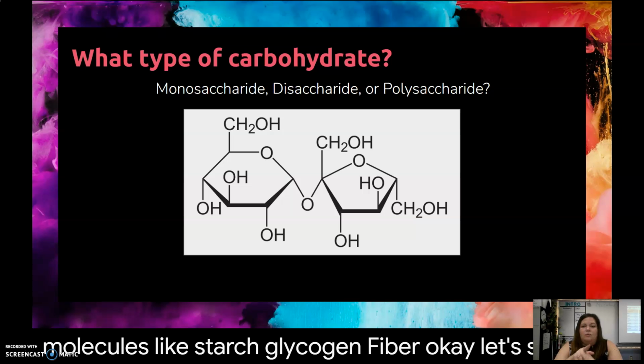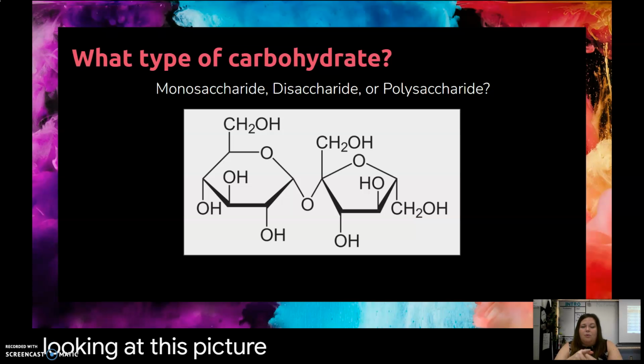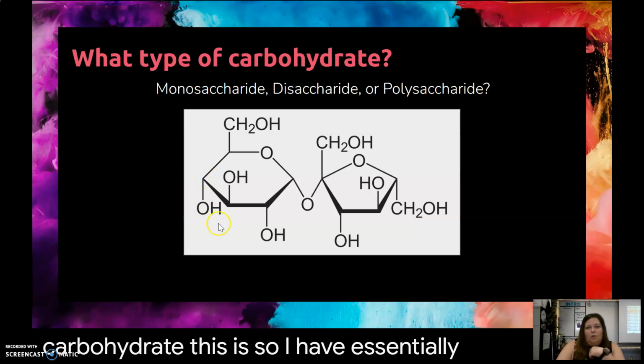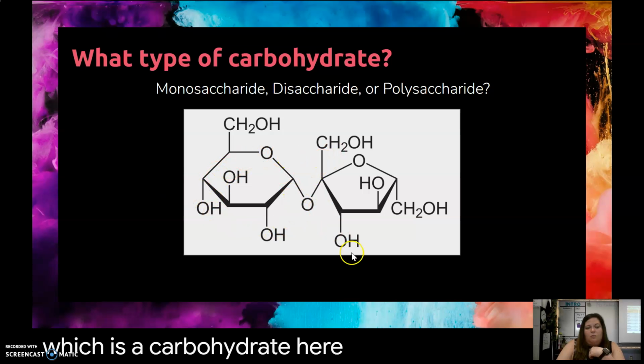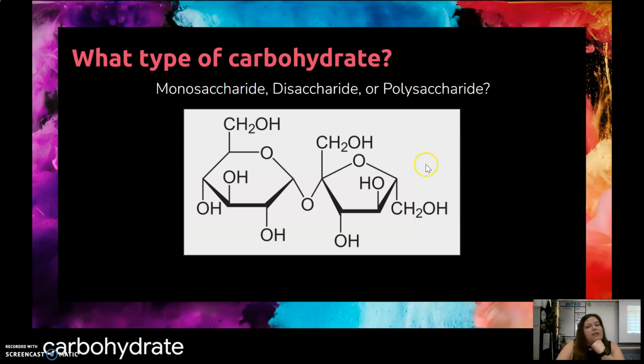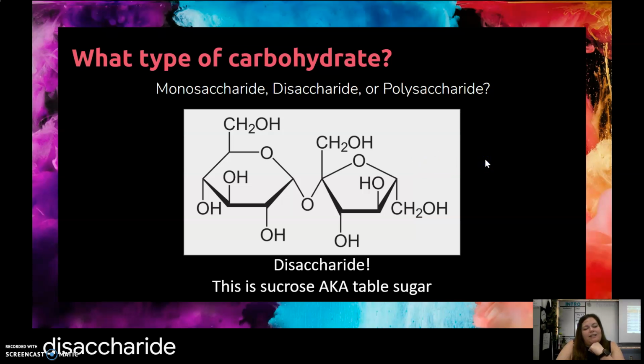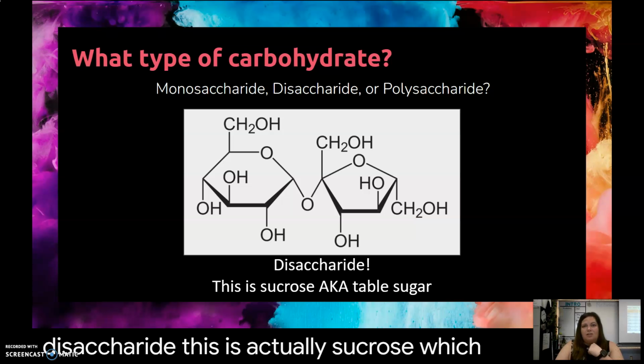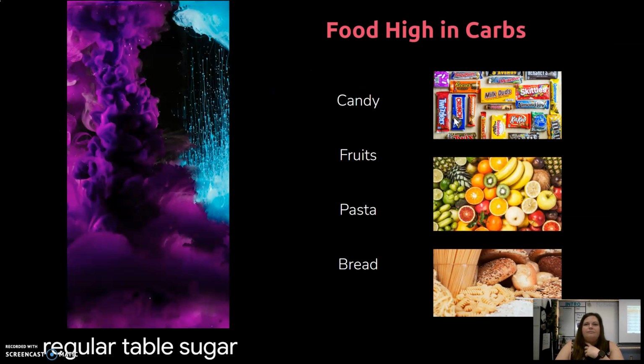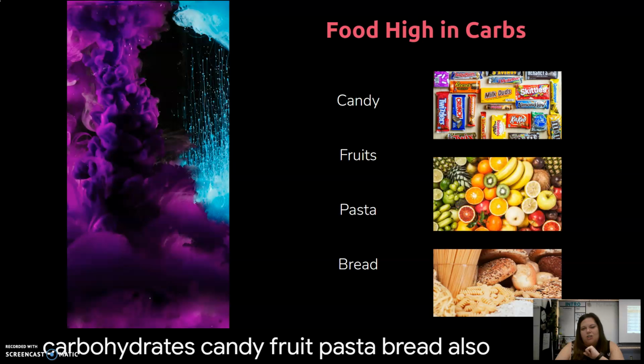So looking at this picture, we want to know what type of carbohydrate this is. I have essentially one ring, which is a carbohydrate here, and one ring, which is a carbohydrate here. So that is going to be a disaccharide. This is actually sucrose, which is your regular table sugar. All right, foods that are high in carbohydrates: candy, fruit, pasta, bread, also veggies.